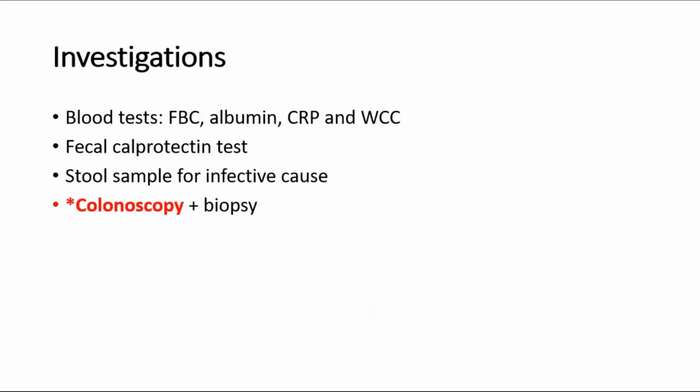For investigations, routine bloods are required to examine for anemia, check for low albumin secondary to systemic illness, and evidence of inflammation, shown by raised CRP and WCC. A fecal calprotectin test should be performed in all patients with recent onset lower gastrointestinal symptoms, with a good sensitivity for inflammatory bowel disease. A stool sample for any potential infective cause should also be sent. However, colonoscopy is the gold standard investigation, whereby biopsies can be taken to confirm the diagnosis.